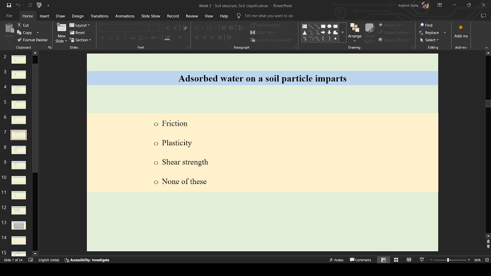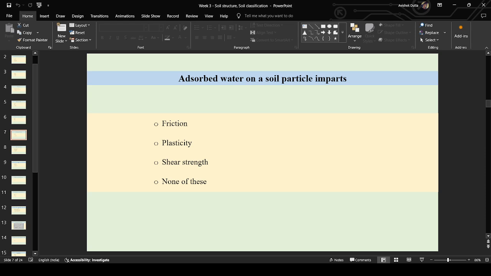Adsorbed water on a soil particle imparts. The options are friction, plasticity, shear strength, or none of these.